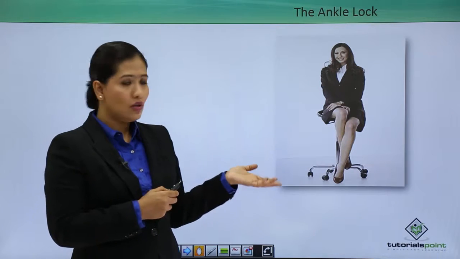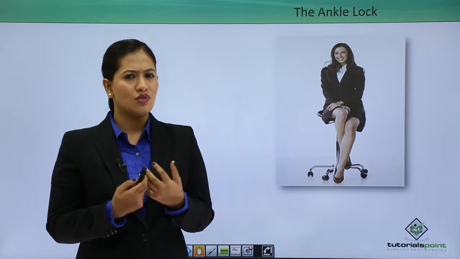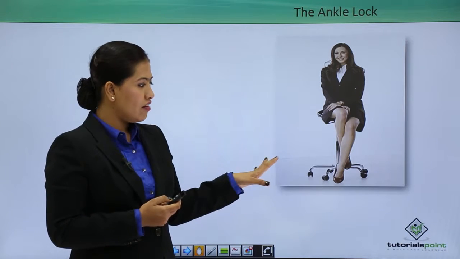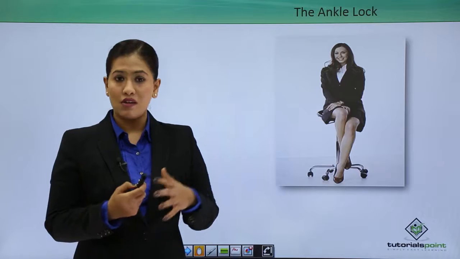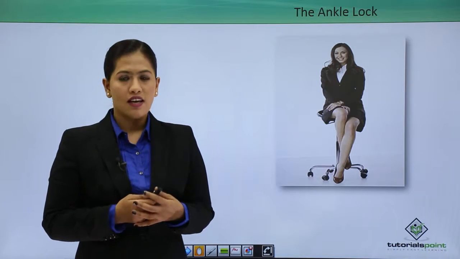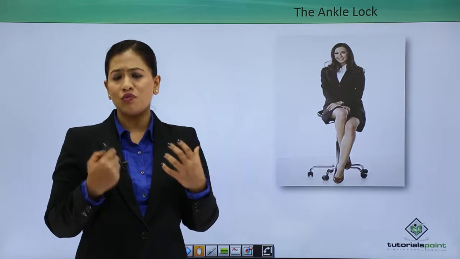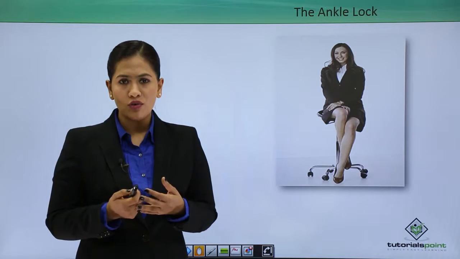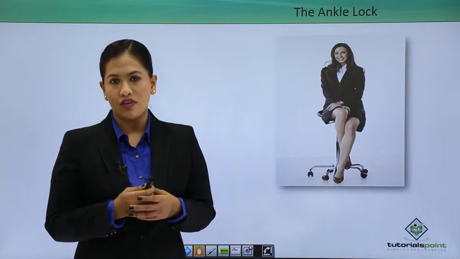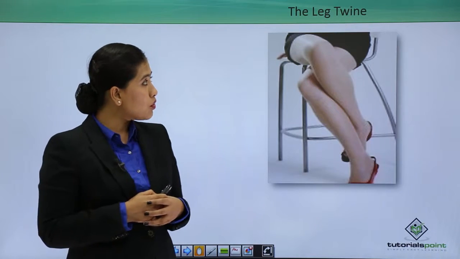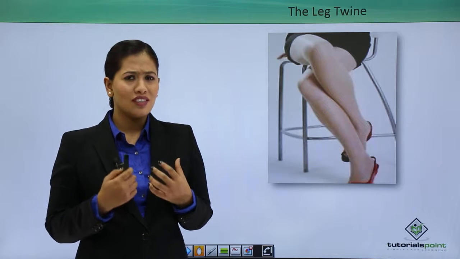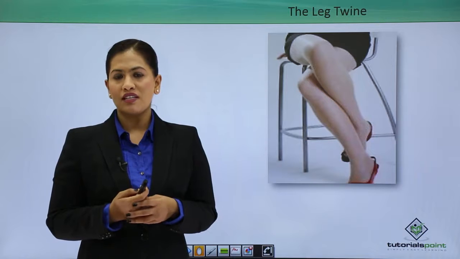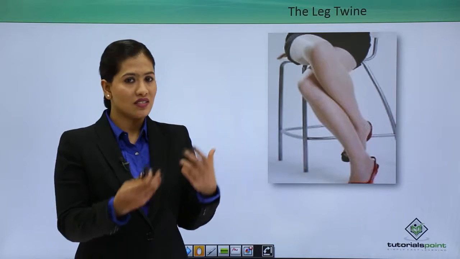So ankle lock, this is also not so accepted in terms of body language movement, because what I do is I allow the other foot to lengthen in comparison to the foot that is placed, and this is more of a casual body language. From a business world view, this is again casual body language. So the leg twine is in line with casual, the one we have already discussed. So keep in mind that in a business context this is not allowed.